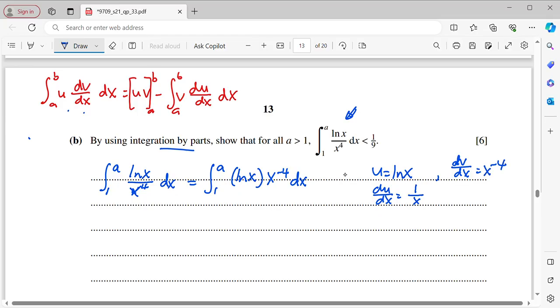One function is u, another function is dv/dx. So now your v is to integrate x to the power negative 4. It will be x to the power negative 3 over negative 3. So I will simplify this into negative 1 over 3x cubed.